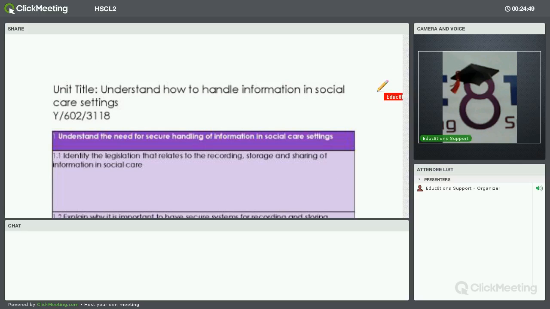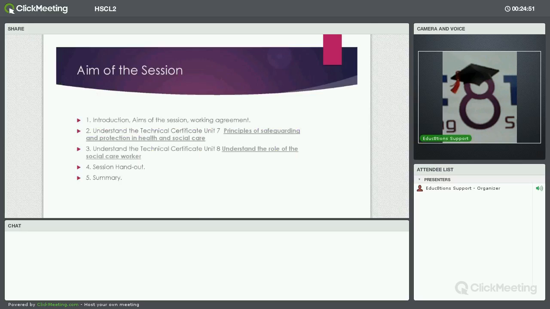And that's the end of Unit 8. Oh, that was quite brief, wasn't it? Well, the role of a social care worker. So we've actually gone through and covered that.